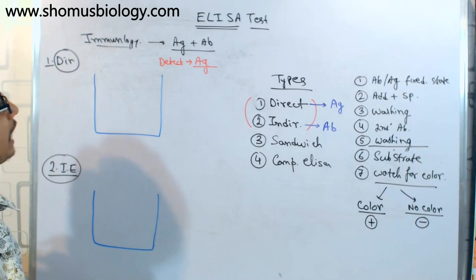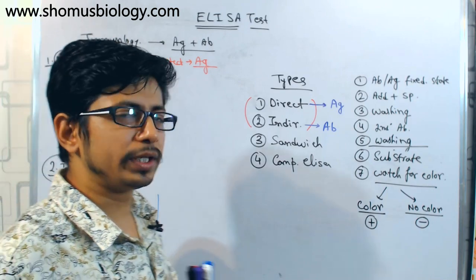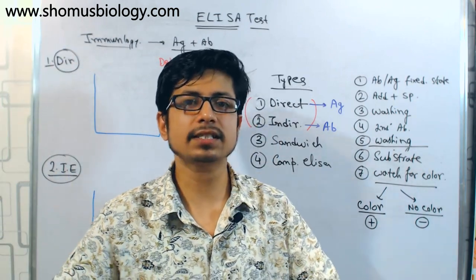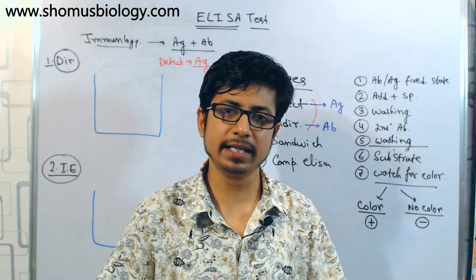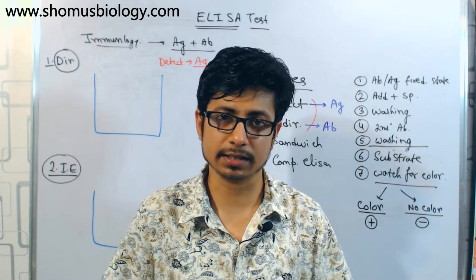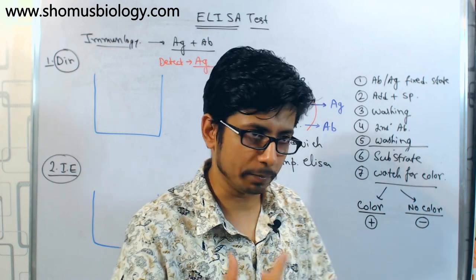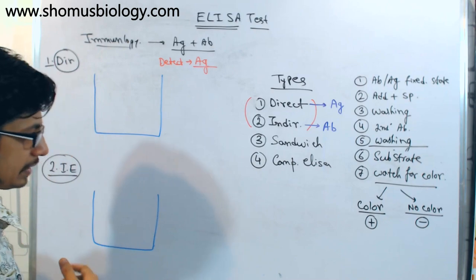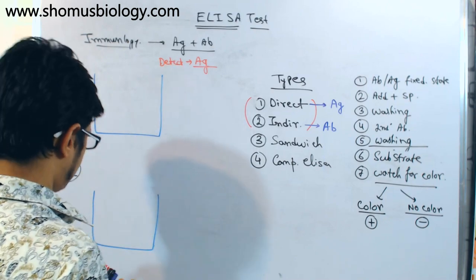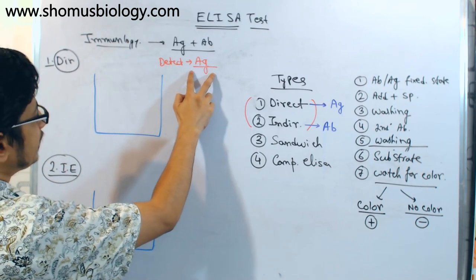An antibody is the protein produced against a particular determinant of an antigen that fights against that particular bacteria or virus in our body. That is the antibody. Antibody is produced by our body to protect us, and antibody has a proper binding with antigen. So in direct ELISA we are detecting the presence of antigen.